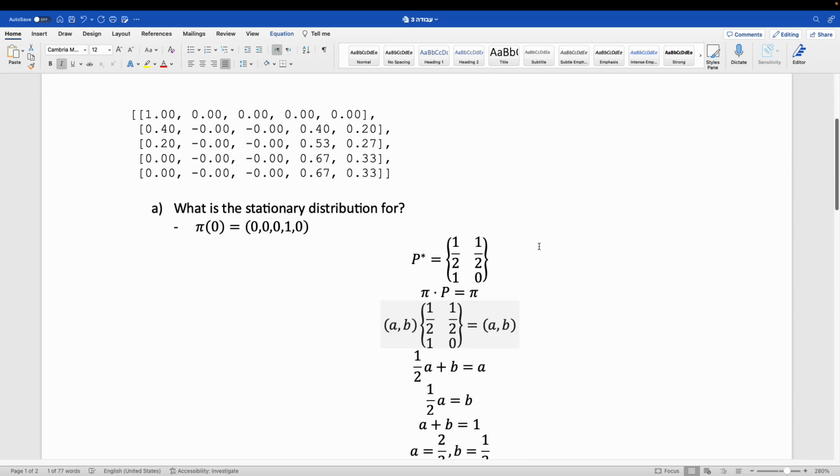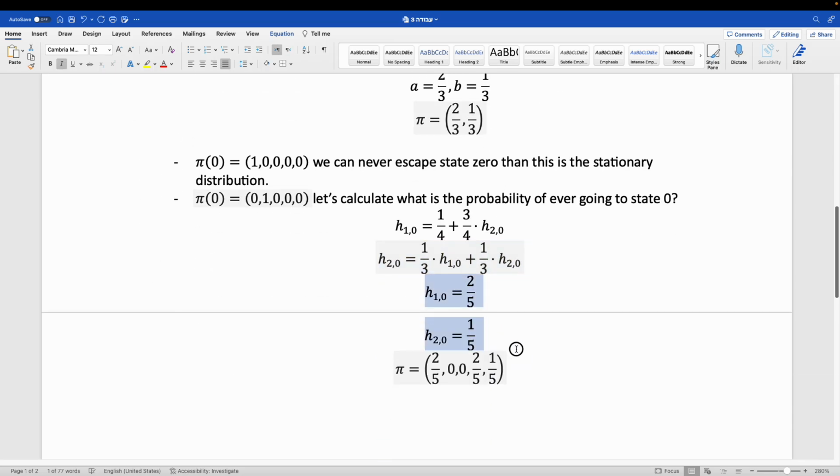So these are the two equations we get, and now we just solve the equations and we get h of 1 to 0, meaning the probability that we start from 1 and ever go to 0. And we know that h of 1 to 0 is 2 divided by 5, so h of 1 to 3 will be 3 divided by 5. So we have a 2 divided by 5 chance to ever go from state 1 to 0, and 3 divided by 5 to ever go from state 1 to 3.